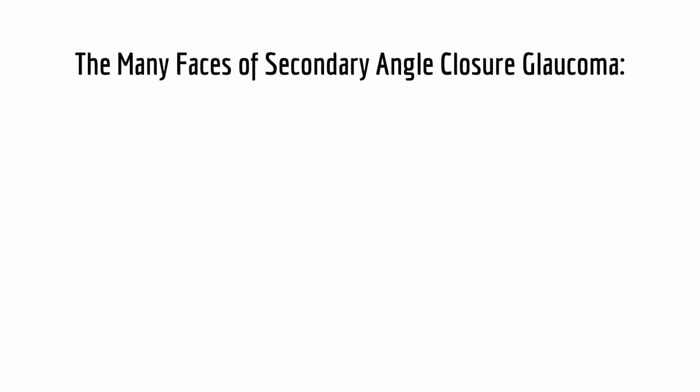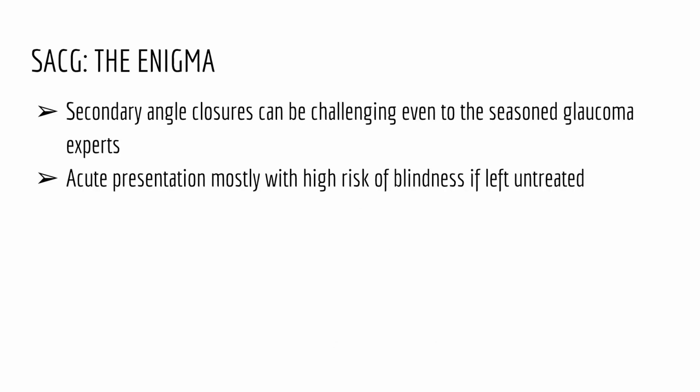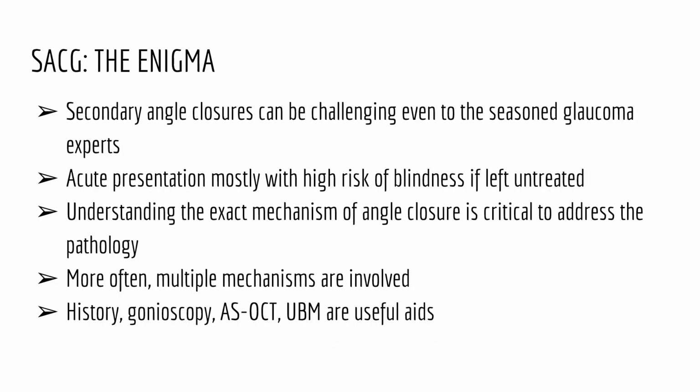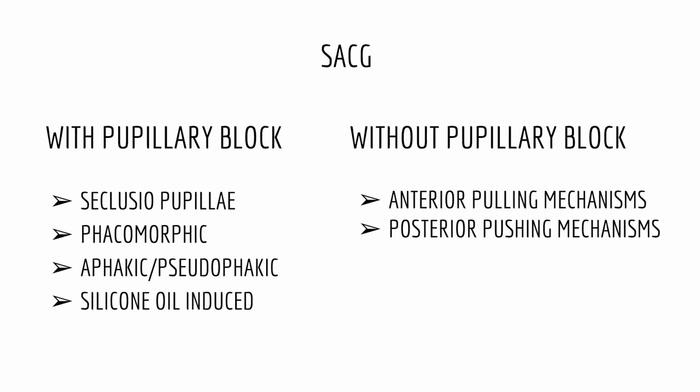The many phases of secondary angle closure glaucoma, a practical approach to unveil. Secondary angle closure glaucomas can be challenging even to seasoned glaucoma experts. More often, multiple mechanisms are involved in angle closure, which can be picked up by a detailed history, gonioscopy, ASOCT, and UBM imaging. We aim to simplify the secondary angle closure by this classification to understand better.